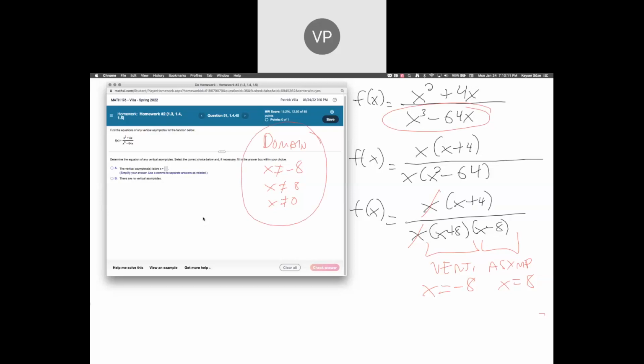But in terms of vertical asymptotes, we have to cancel everything first. Then what's left, those are my vertical asymptotes. So my vertical asymptotes are x equals, and this is a weird one. They don't want the full equation. This is the one where they want the numbers separated by commas, 8 and -8. And there we go. Okay?